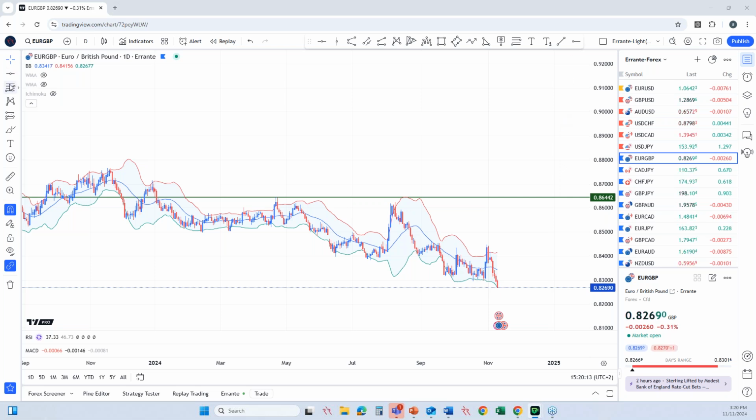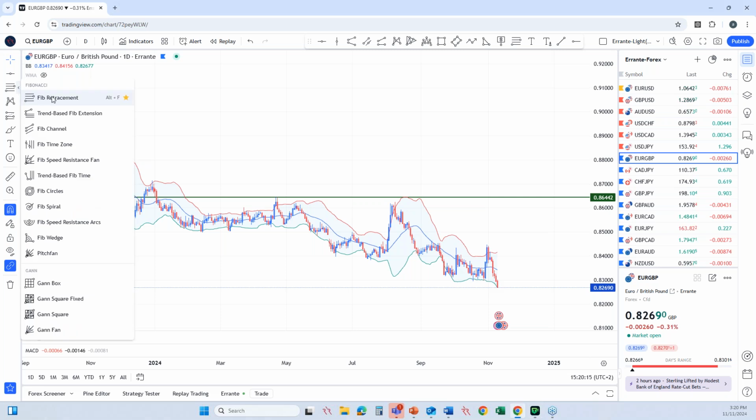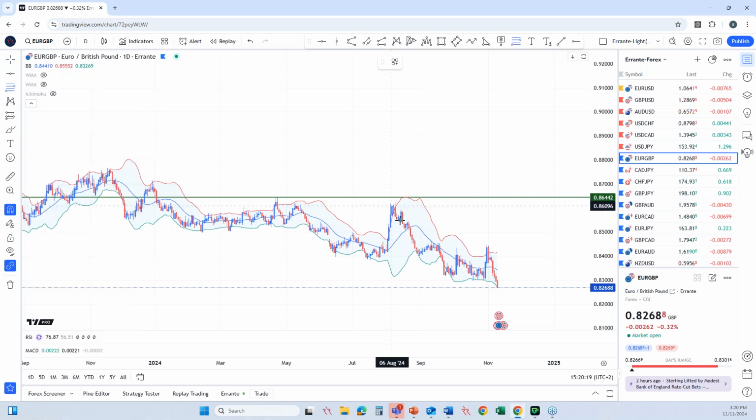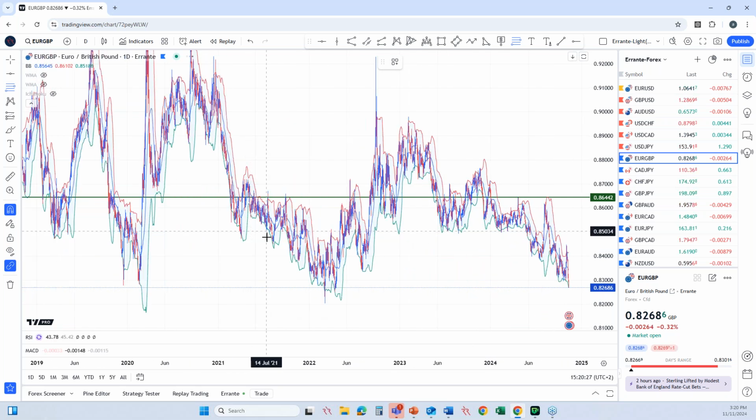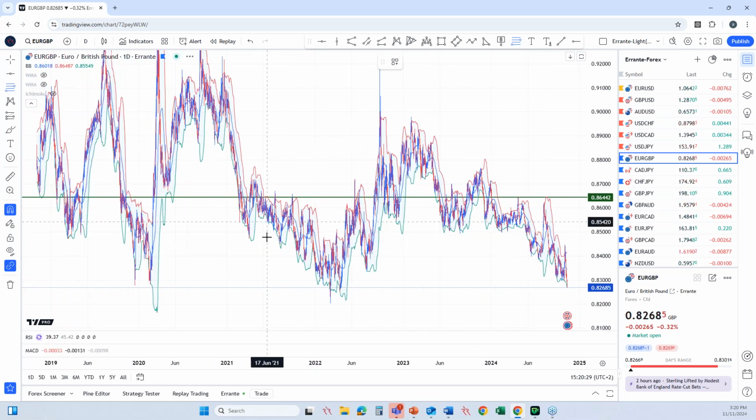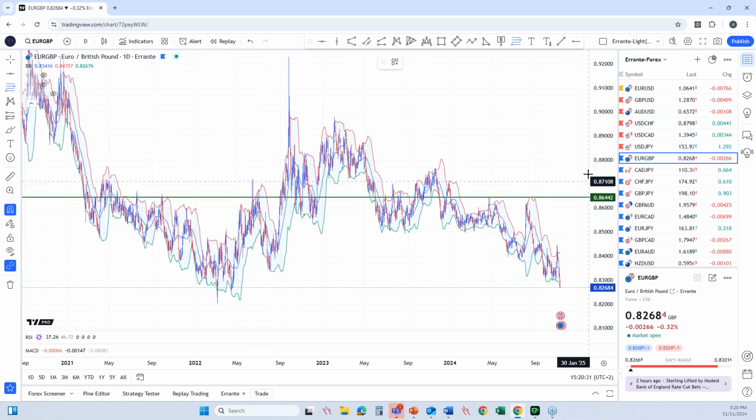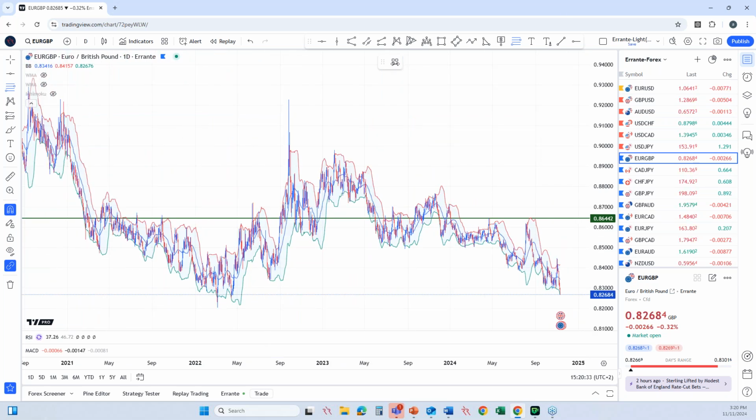Here is a very simple tool. Here you can use the Fibonacci retracement on TradingView as the option to be changed from extension to retracement, and then you can add any level you really want. For example, let's take a look at this uptrend, let's say here.